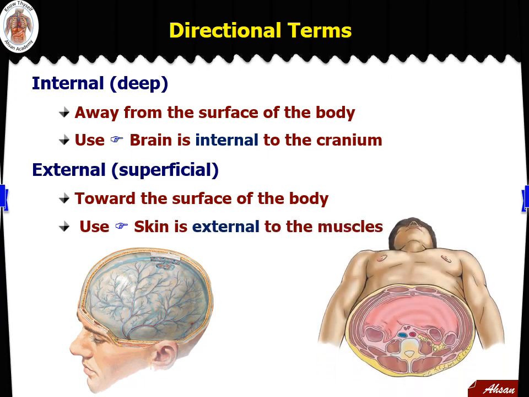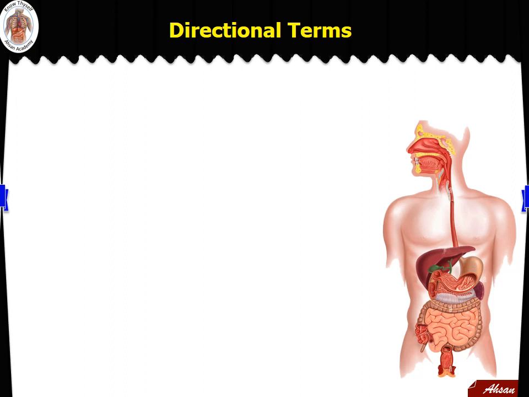So we can say the skin is external to the muscles. Muscles are internal to the skin. So in this way we can use these terminologies.